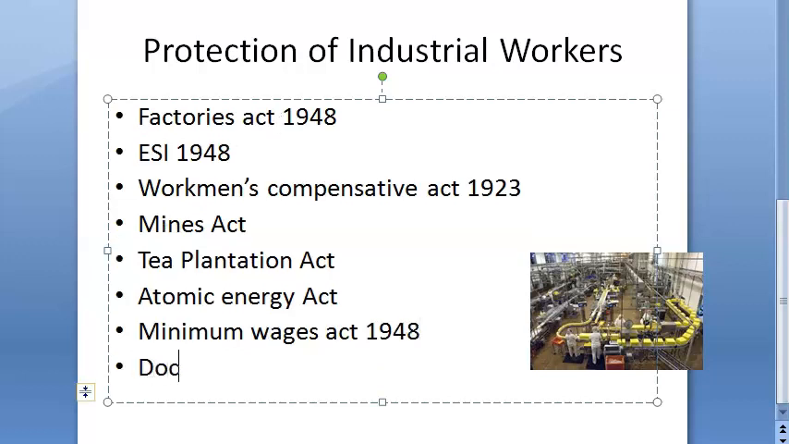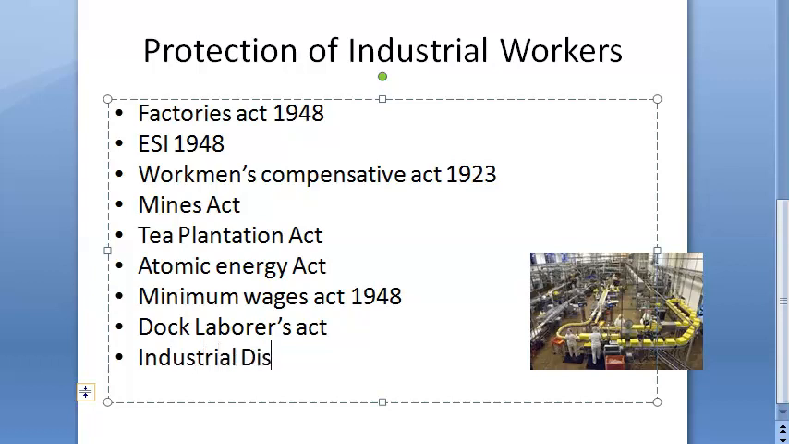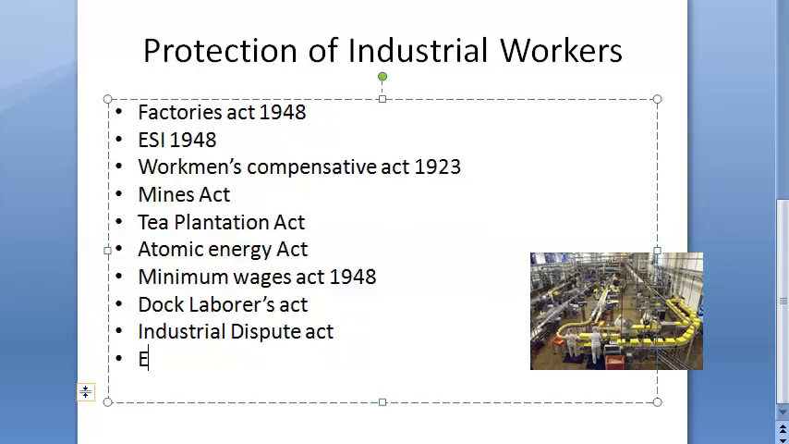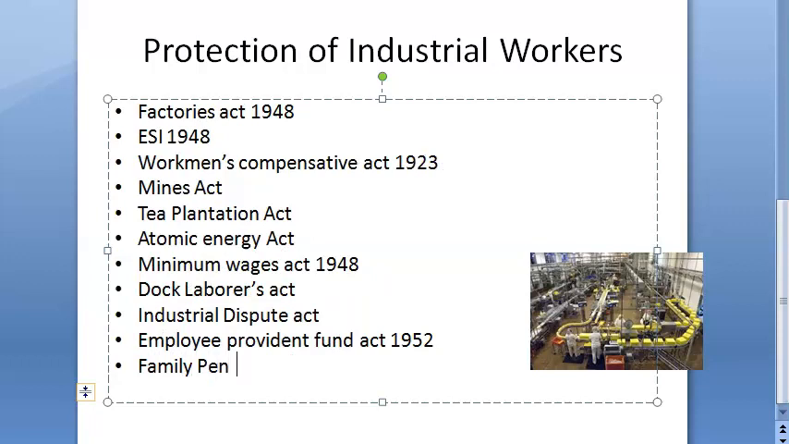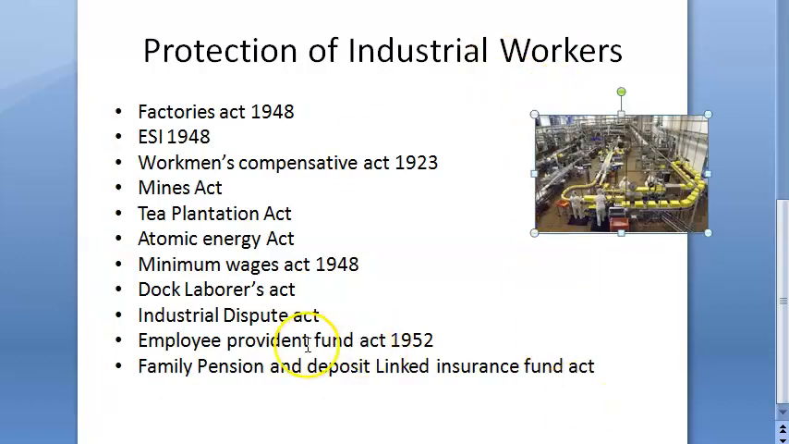Then you have the Dock Laborers Act. Then you have the Industrial Dispute Act. Then you have the Employee Provident Fund Act 1952. Then you have the Family Pension and Deposit Linked Insurance Fund Act. Okay. So basically, have you understood this much, guys?